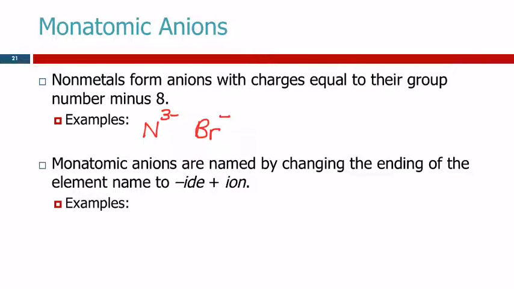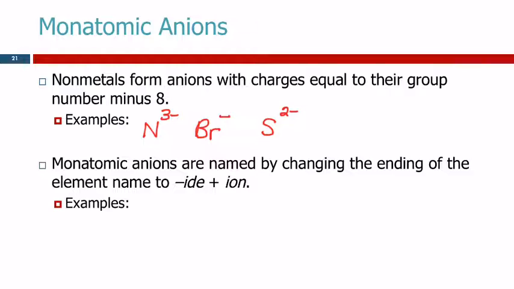How about sulfur? What group is sulfur in? 6. 6 minus 8 is -2. So sulfur, 2 minus. The nonmetals all do that. They're very nice that way. When we name these anions, we change the ending of the name, a lot like we did with the molecular compounds. We just change the ending to "ide," and then it's nice to put the word ion in there.